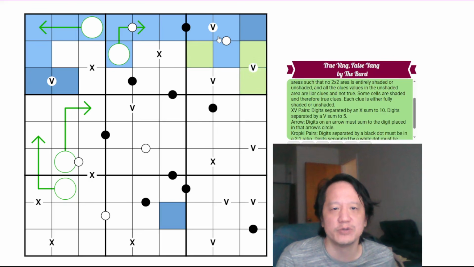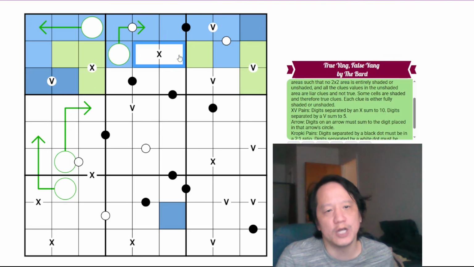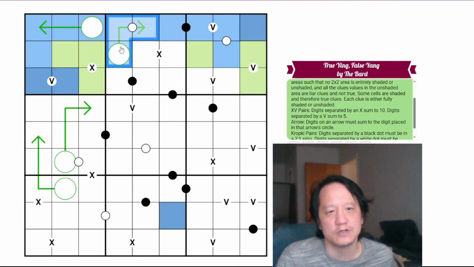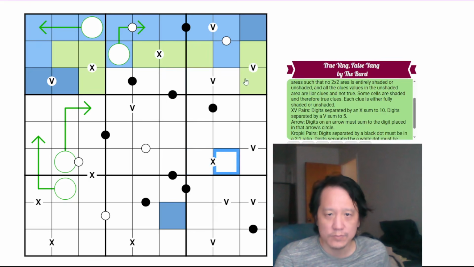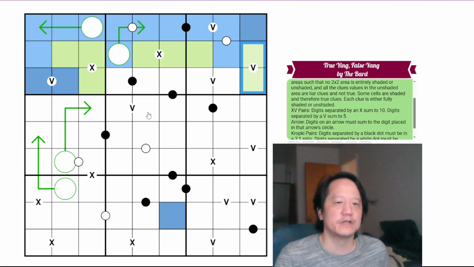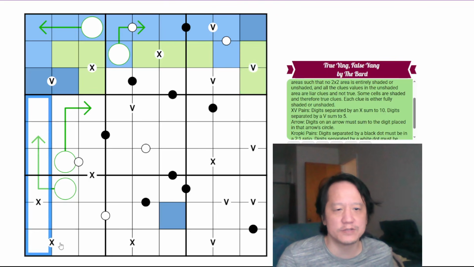It has to be unshaded there. This is unshaded because of the 2 by 2 area here. Same with this 2 by 2 area. This must be unshaded. And it has to exit out, so it must be unshaded to there. These are the same shading, and we have a 2 by 2 area that's all shaded, so this can't be shaded, it must be unshaded. That means this is also unshaded here. So we have a change of shading here. We don't know about this, though.